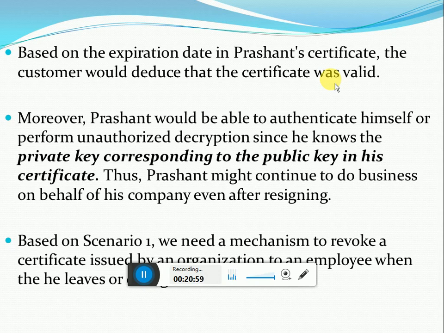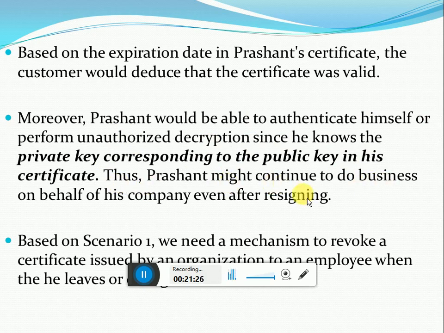It is quite natural because the certificate has a validity date up to December 2020. But Prashant left the job on 1st April. This is not known to the customer of company X. So based on the certificate information, he will try to communicate with Prashant. Again, Prashant would be able to authenticate himself or perform unauthorized decryption, since he knows the private key corresponding to the public key in his certificate.